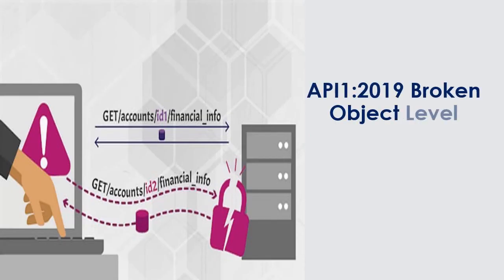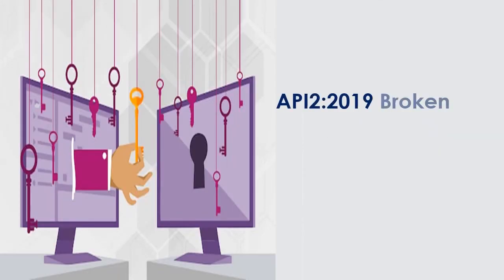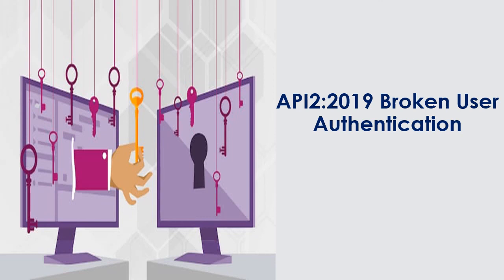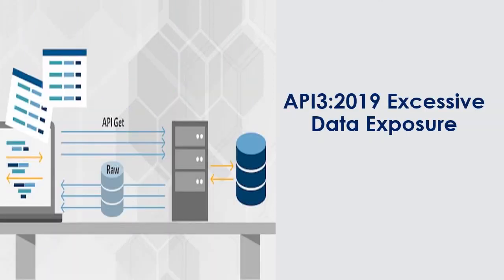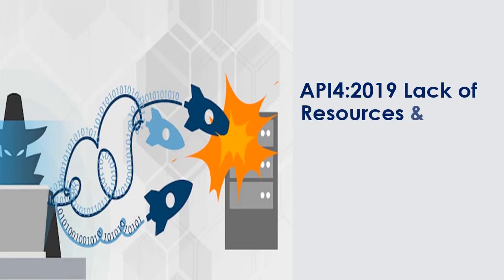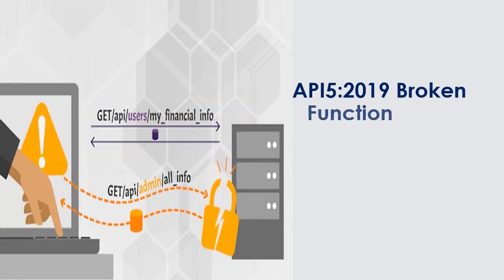API 1, 2019: Broken Object Level Authorization. API 2, 2019: Broken User Authentication. API 3, 2019: Excessive Data Exposure. API 4, 2019: Lack of Resources and Rate Limiting. API 5, 2019: Broken Function Level Authorization.